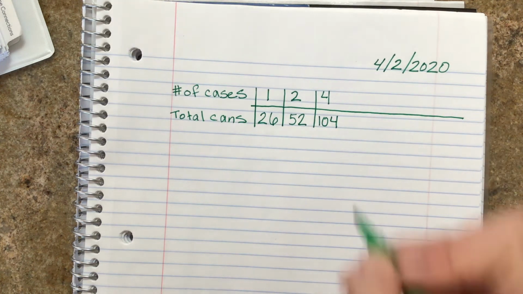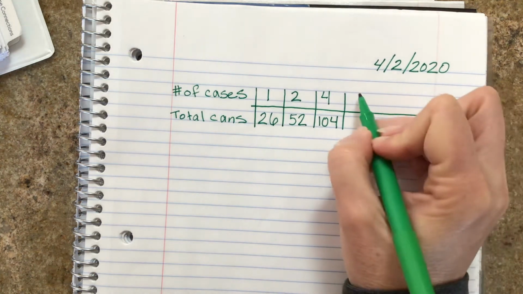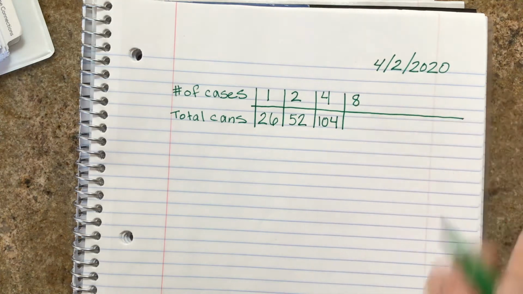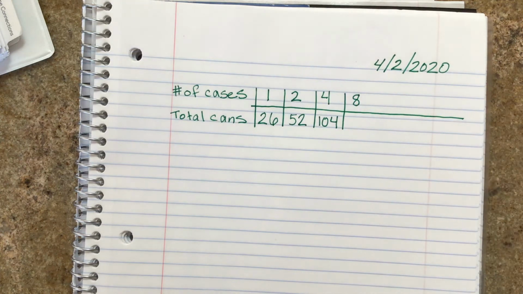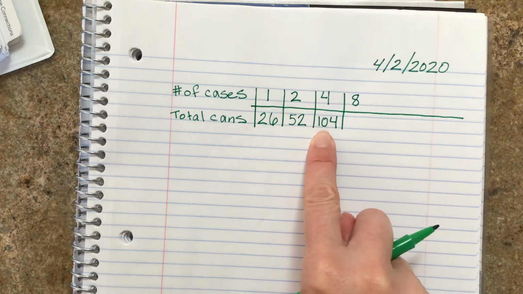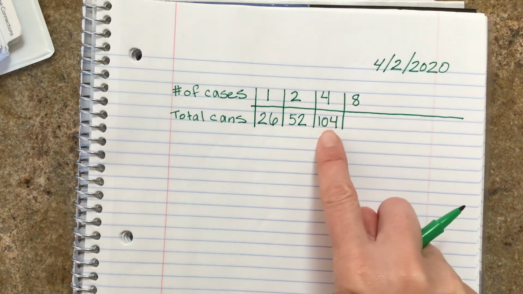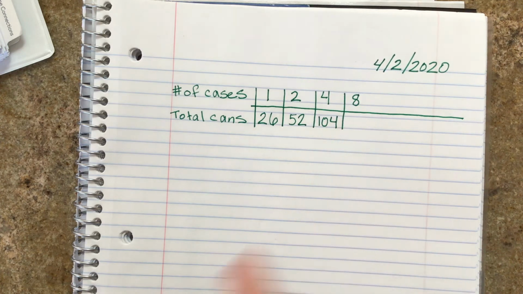So I bet you can guess what my next number is. You got it. 8 cases. If I bought 8 cases of bubbly water, that would be a lot of bubbly water. What could we do to figure out the 8? Can we double 104? Sure can, because 4 times 2 is 8. So 104 times 2 is 208.